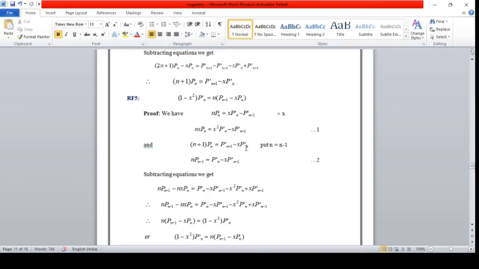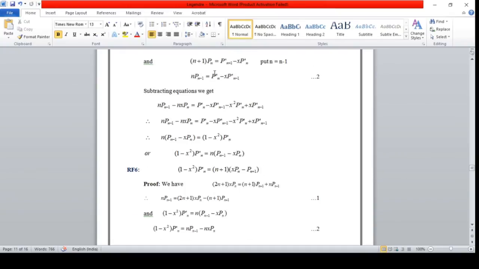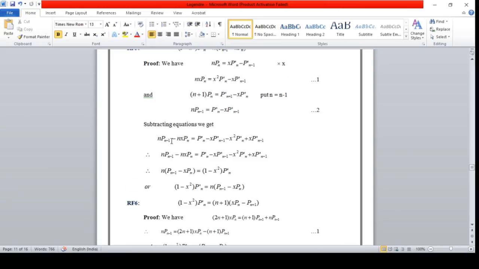Here put n is equal to n minus 1. So here n minus 1, n 1 cancel, n Pn minus 1, P dash n 1 cancel, x P dash n minus 1, equation number 2. Again subtract, we get. Now subtracting, this is left hand side of equation number 1, left hand side of equation number 2, right hand side of equation number 1 and minus right hand side of equation number 2.